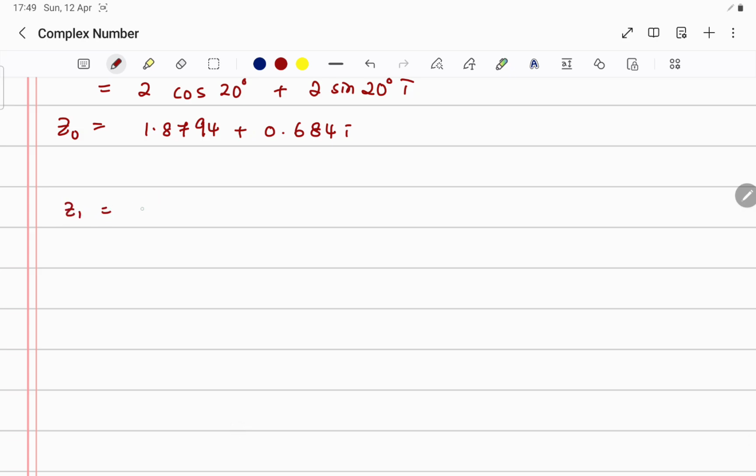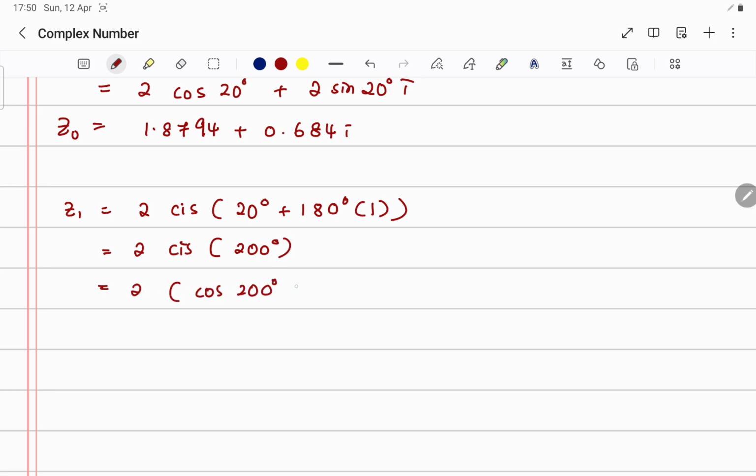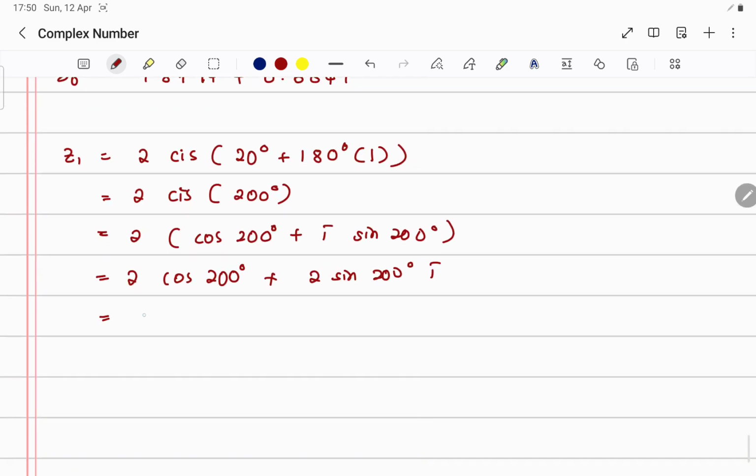Okay, Z1 is equal to 2 cis. Okay, here we have 20 degree plus 180 degree multiply with k, which is our k right now is equal to 1. So you expand this, 20 plus 180, you're going to get 200 degree. Then here cis you change into cos 200 degree plus I sin 200 degree. And then here you expand this to 2 cos 200 plus 2 sin 200 degree I. So you will get the final answer is negative 1.8794 minus 0.684 I.